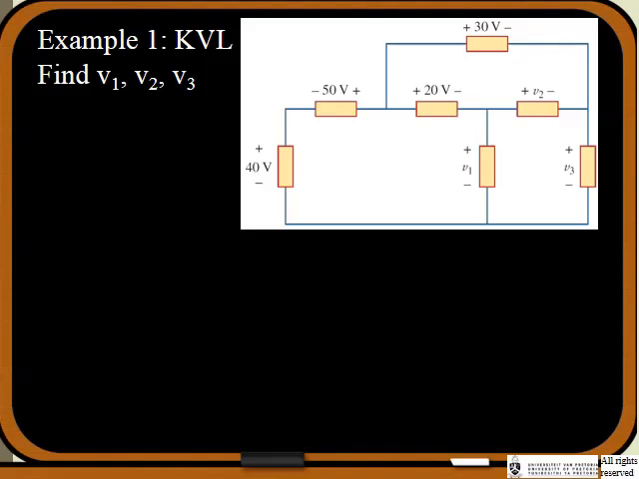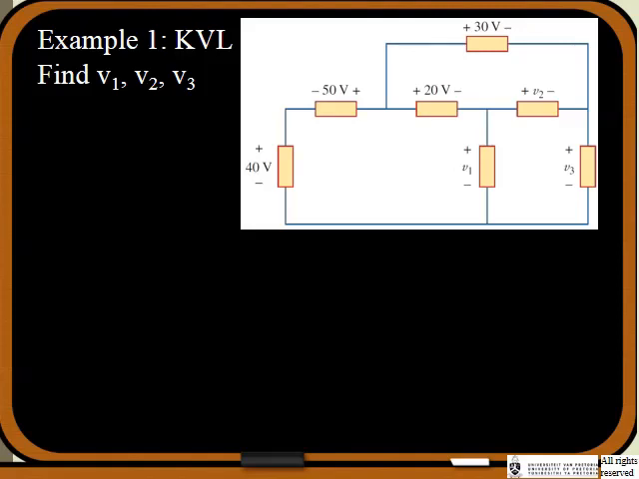Right, in our first example, we're going to solve for voltages V1, V2, and V3. So where are they? We've got voltage 1, then we also need to find voltage number 2, and voltage number 3. We're going to solve this using Kirchhoff's voltage law. So how do we do it? What we're looking for is loops in which there is only one unknown.